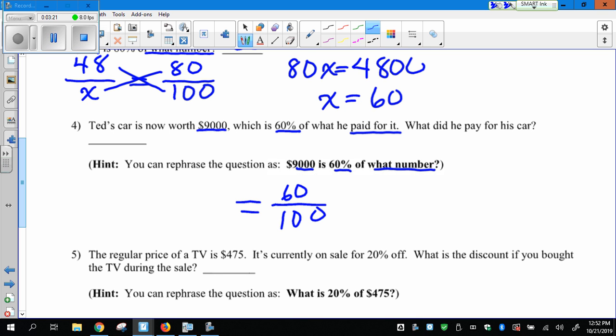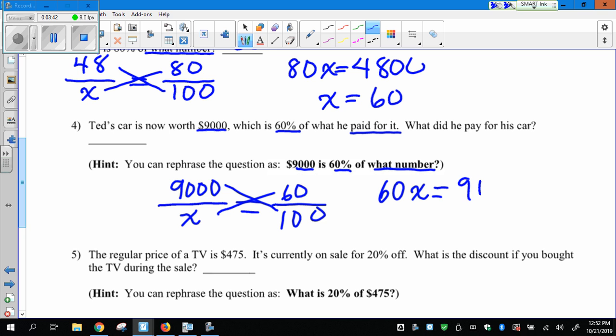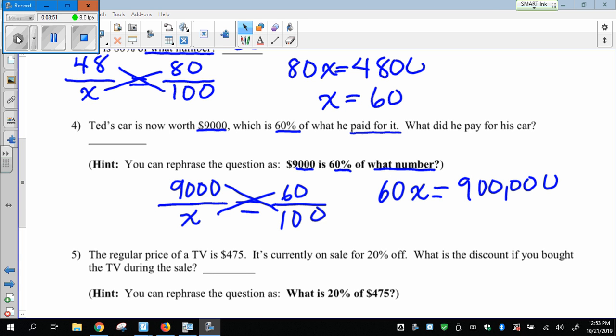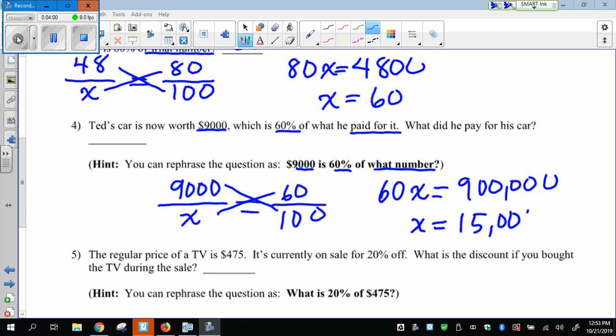So I'm going to put the 60 over the 100, and since the value of the car is part of what he originally paid for it, because it's worth less now, 9,000 is my part. So now I'm going to do 60 times x equals 9,000 times 100, which is 900,000, and then I'm going to do 900,000 divided by 60. 900,000 divided by 60 is 15,000. So the car originally was worth $15,000. Okay?